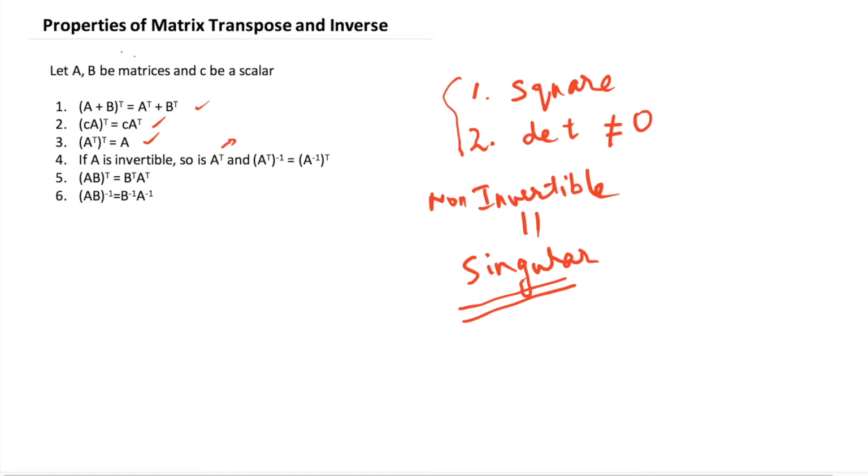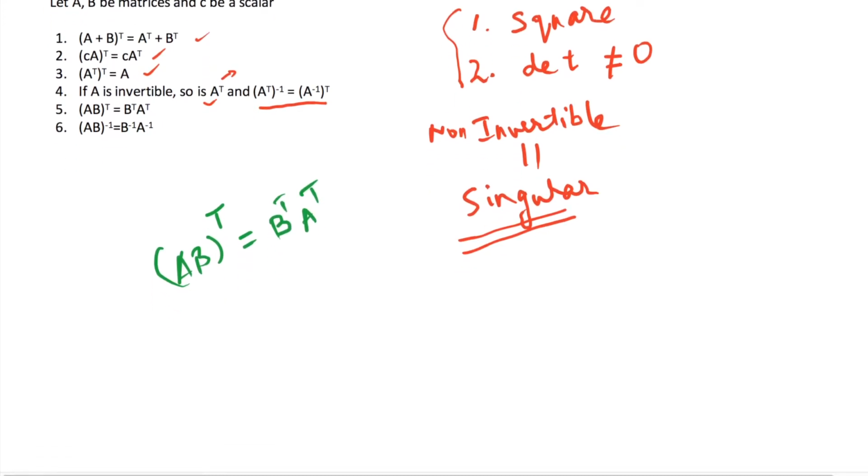And right, so if A is invertible, so is A transpose, and you can check that in your examples, or you try proving it using the first principle. Then this condition will hold true. All right. The fifth one is that the transpose of the product of A and B is equal to B transpose times A transpose. And you can see why this is not equal to A transpose B transpose, right?